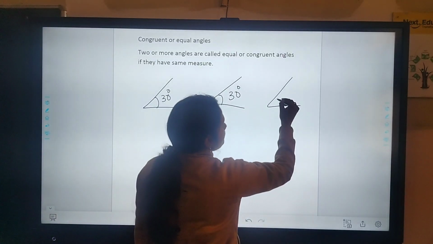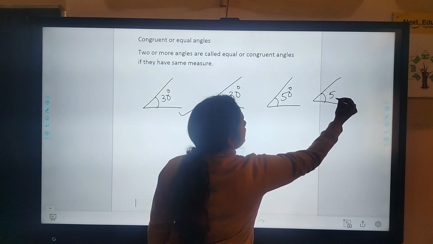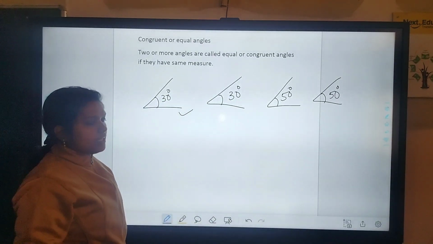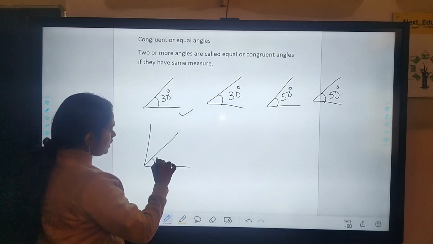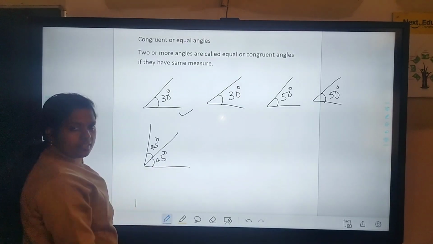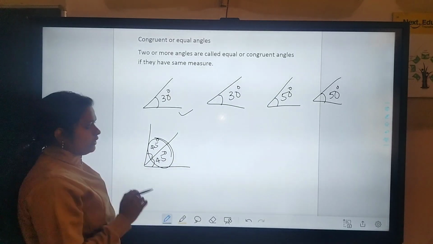And one more. If this is 50 degrees and another angle is also 50 degrees, then these both angles have the same measure. We call these angles equal angles. Here this angle is 45 degrees and this is also 45 degrees, then we will say these angles are equal angles or congruent angles.